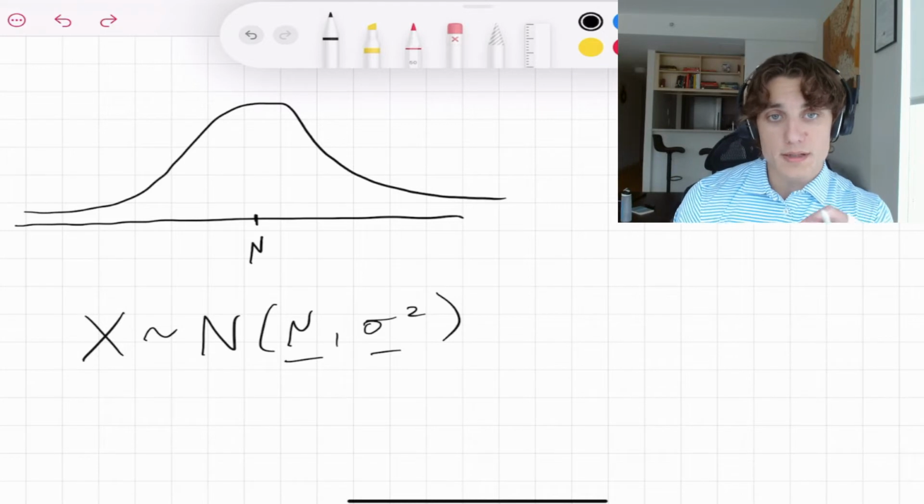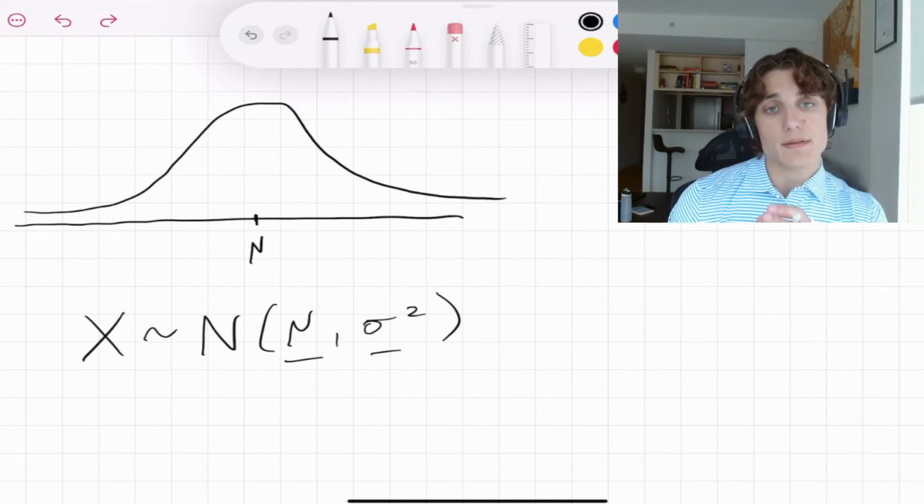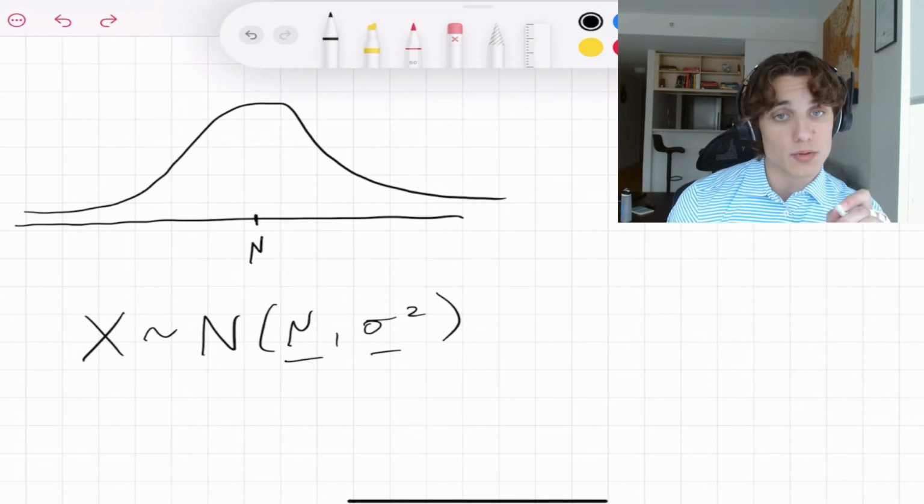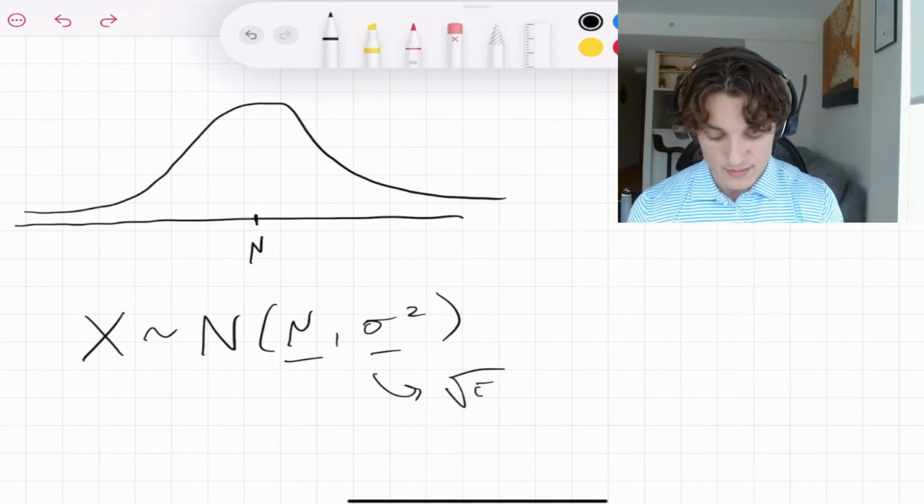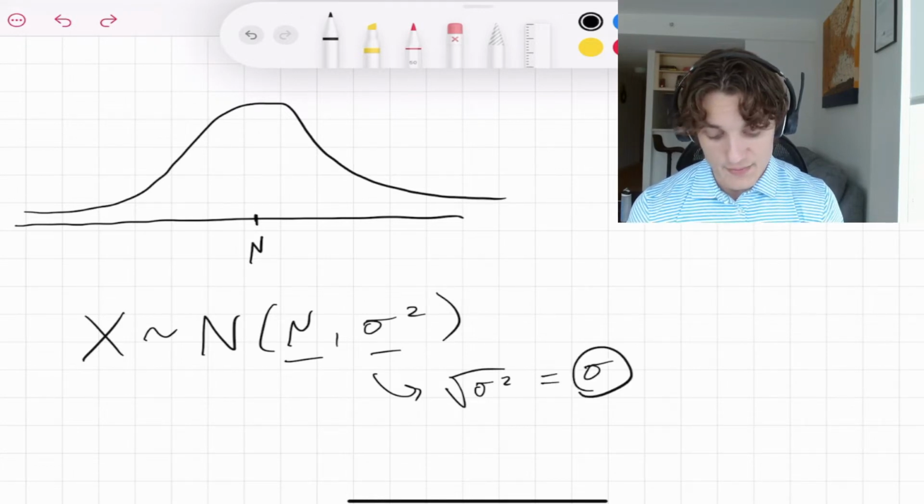Now, a more productive measure of spread is often standard deviation. Standard deviation is the square root of variance. So if we were to just take the square root of sigma squared, you see that we simply get sigma, and this is referred to as standard deviation.